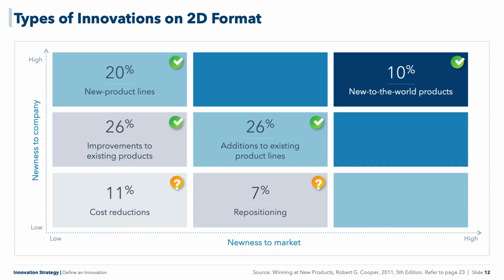Here is the same graph but designed on a 2D format. Some members find it easier to use. Looking at this benchmark published a few years ago, it's interesting to note that 10% are new-to-the-world products, 20% are new product lines, 26% are adding to existing product lines, 26% are improvements to existing products, 7% are repositionings, and 11% are cost reductions. Even though this matrix maps out the various levels of newness innovation can embed, club members don't refer much to the 3x3 matrix.